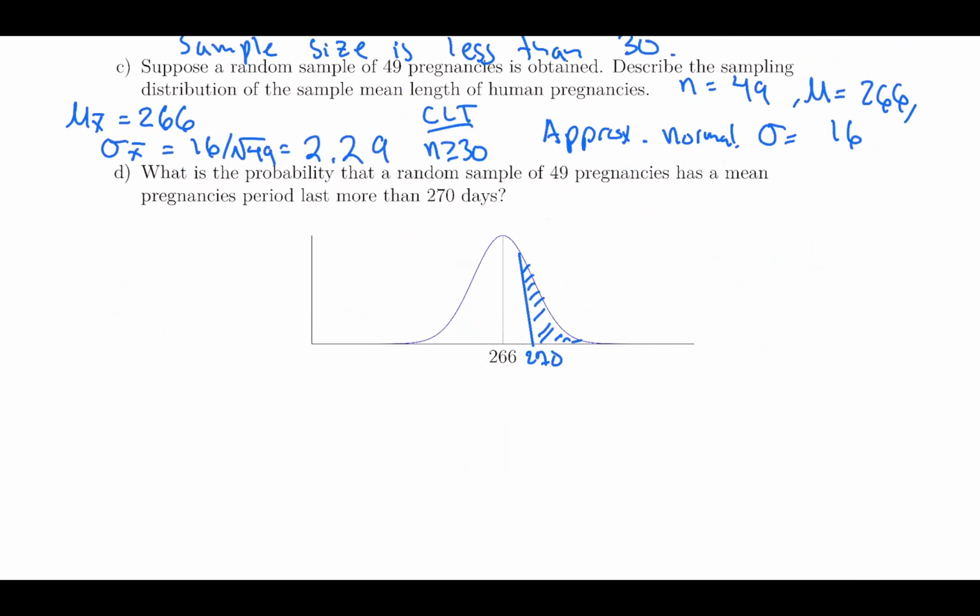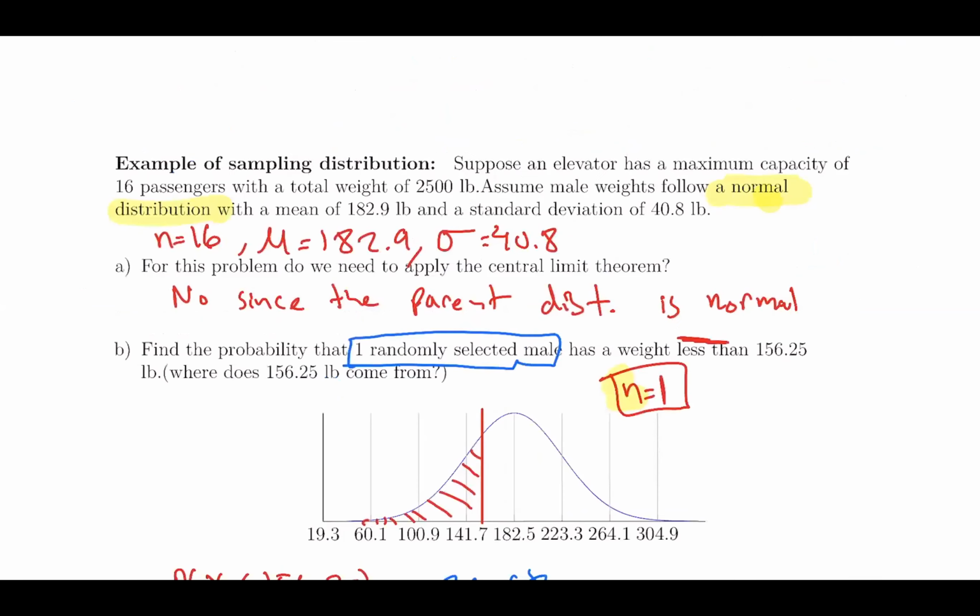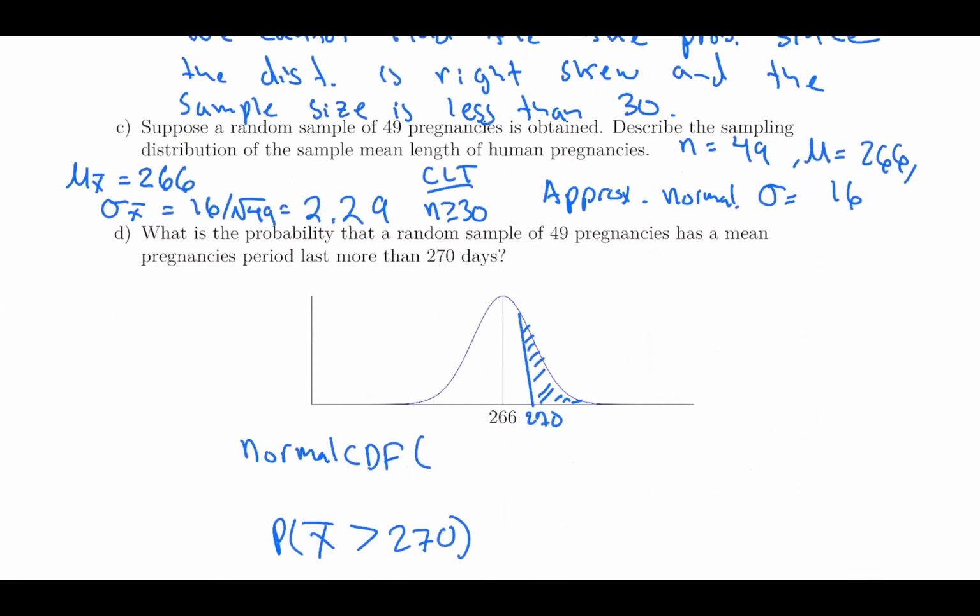All right, so let's go ahead and do normal CDF. We're going to find the probability that the mean of those 49 pregnancies lasts more than 270 days. For this one, my lower bound will be 270 days, and my upper bound will be 10 to the 10 power.